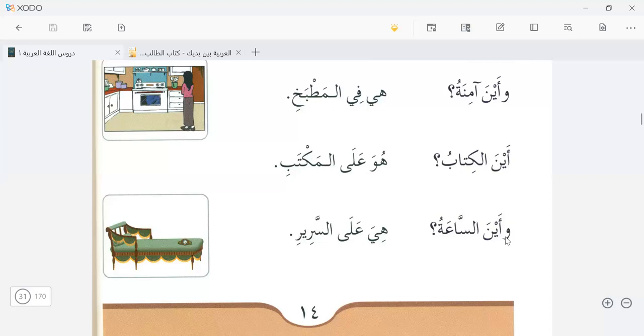I have a question, teacher. Yes. Huwa, does it mean it is, or he is? He and it: you can use it for human beings, things, and animals, all of it. When it refers to a human being, it's he. When it refers to things, it's it. Understand? Okay. Thank you, teacher. You're welcome.